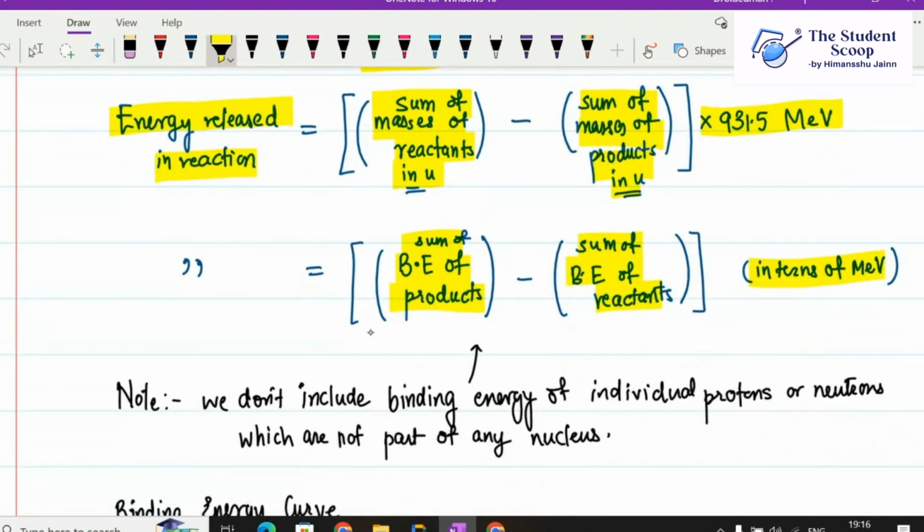We also don't include the binding energy of individual protons and neutrons, because individual protons and neutrons are not bound to a nucleus yet. Okay, so we won't take their energy in those equations because they won't carry that energy. So we need to note this.